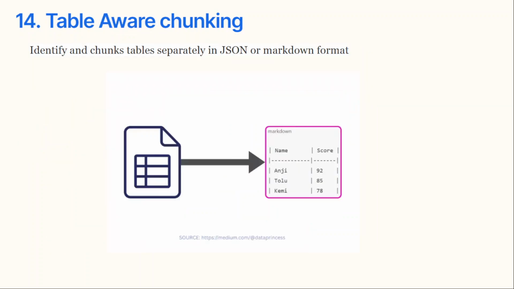Okay, great. Now let's go to the next, something called table-aware chunking. The name itself says that you can identify the tables separately, convert them into JSON or markdown format and store them. So let's say your document has a lot of tables. Then you can go with this table-aware chunking by converting into JSON or Markdown format, and then create the embedding on top of it.